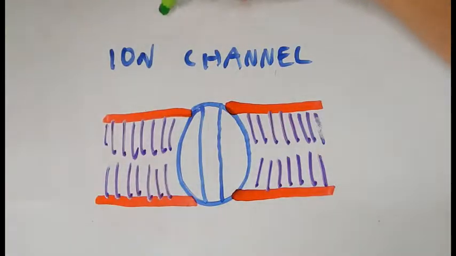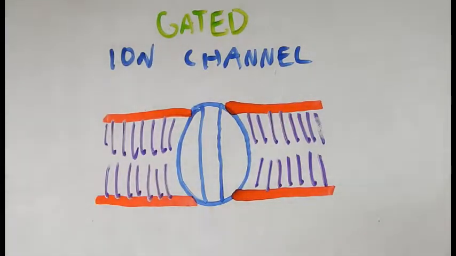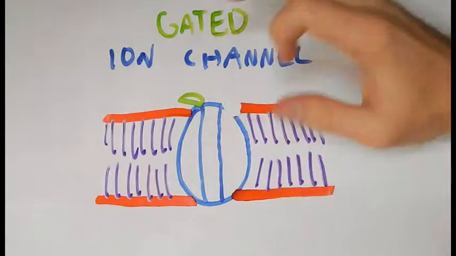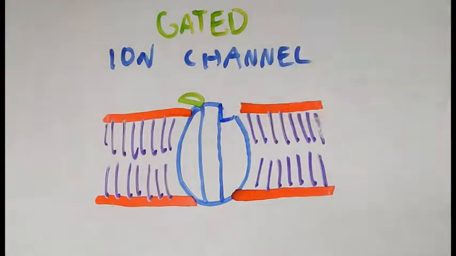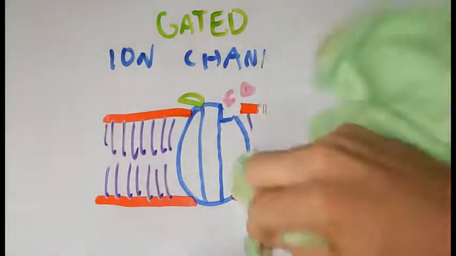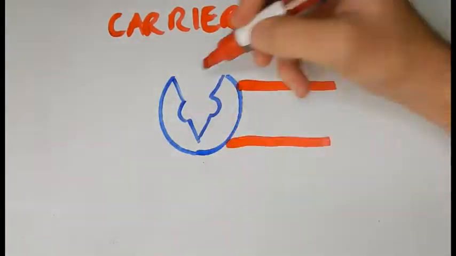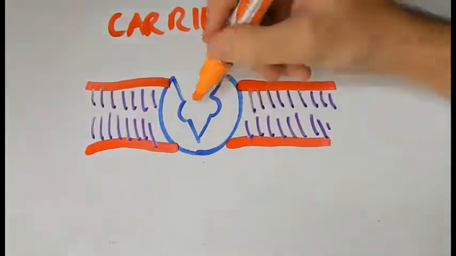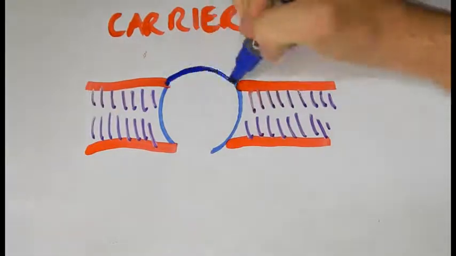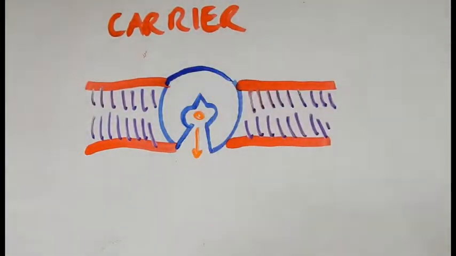Then, a variation of the first, comes the gated ion channel. These work just like the ion channels, except they have lids and require a certain substance to bond for the gate to open. Third, we come to the carrier proteins. These are more complex than the others due to the fact they change shape to allow passage for substances. These proteins also require energy in the form of ATP.